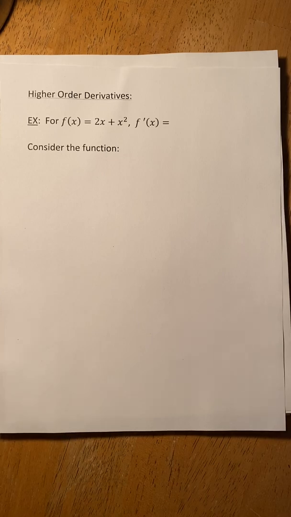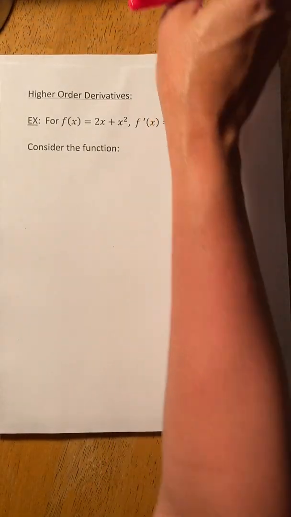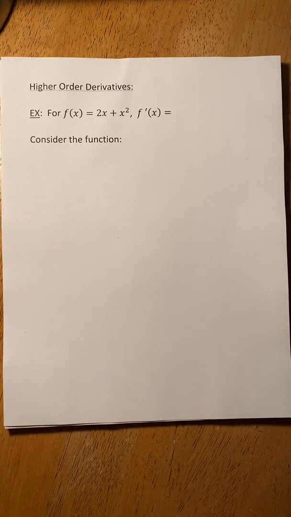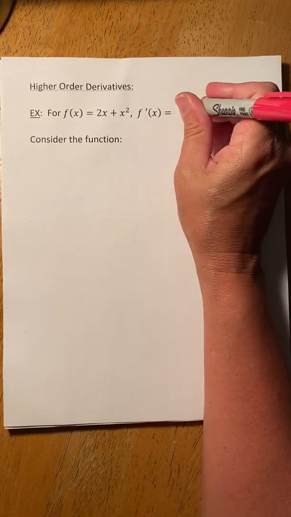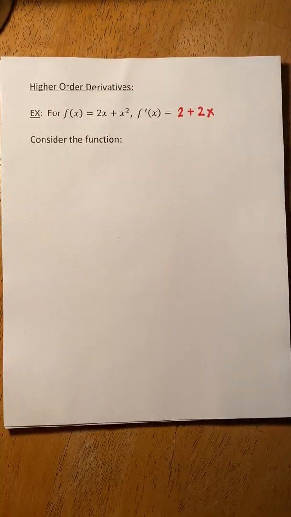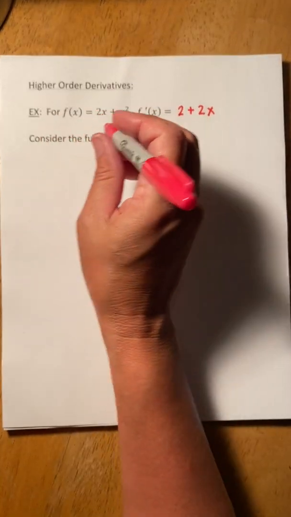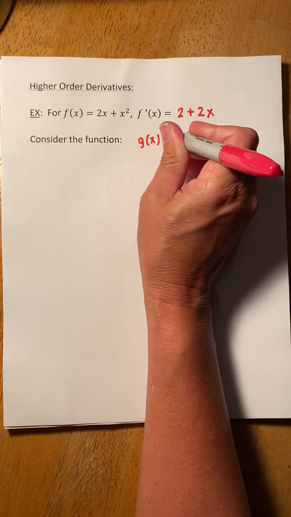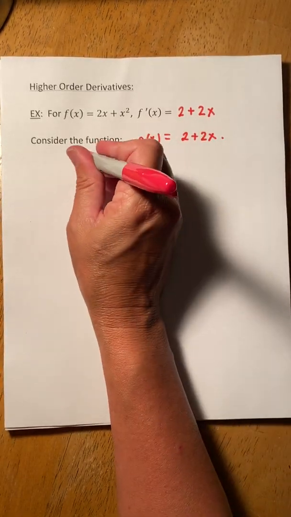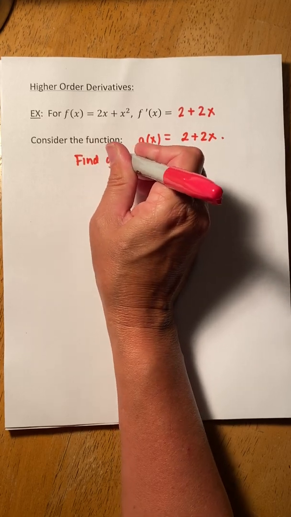All right, one more thing. Let's talk about higher order derivatives. We saw for the function f of x equals 2x plus x squared, the derivative is 2 plus 2x. Well, that itself is a function. So let's consider the function g of x. Let's call this its own function, 2 plus 2x. Can you find g prime of x?